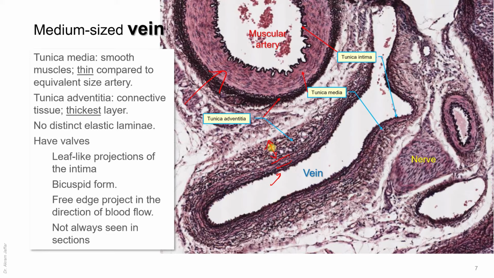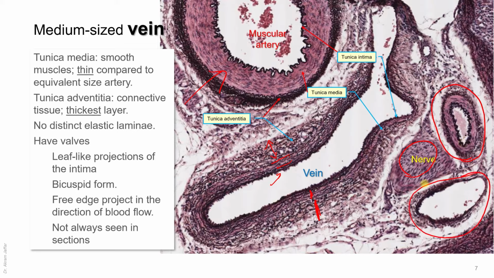So the wall of the vein in general is thin because the blood in the vein is under low pressure. And the thickest tunic in the vein is not the tunica media like in the artery, but it is the tunica adventitia. You can see here again, thin tunica media in comparison to the tunica adventitia. And again, you can see a nerve. Another small artery here, not an arteriole, it's an artery, and another vein.